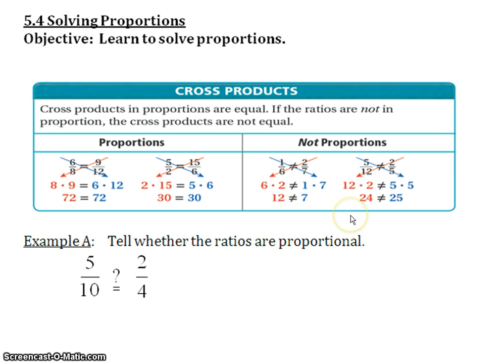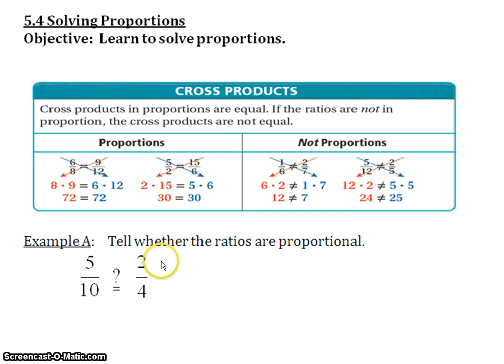On the right-hand side, we have two examples that are not proportions. 1/6 and 2 sevenths. The cross product of 2 and 6 comes out to be 12. The cross product of 1 and 7 comes out to be 7. And 12 is not equal to 7. So these do not form a proportion. 5/12 is not a proportion to 2/5, and we can prove that by using the cross products. 12 times 2 and 5 times 5. 24 does not equal 25.